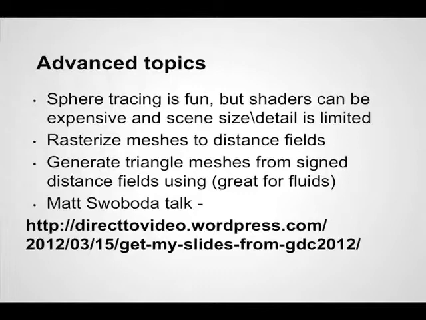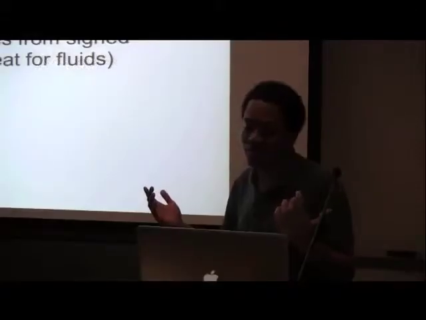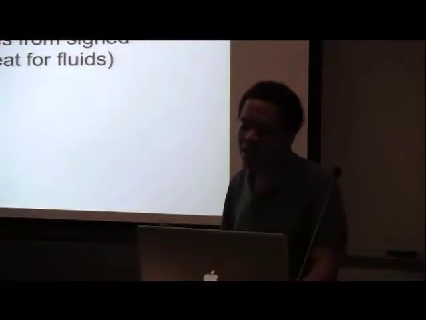But you can also do the opposite, which is generate triangle meshes from signed distance fields, which is great for fluids because you can represent fluids as particles, and particles with a specific radius, rasterize them to a distance field, which would just be like a 3D texture or something, and then generate a triangle mesh from that, and then render that triangle mesh.